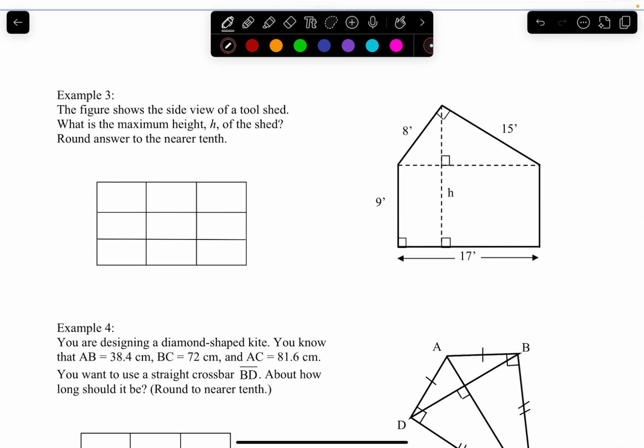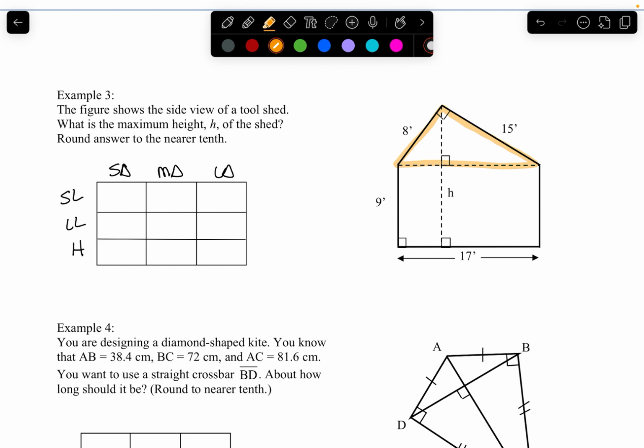Example 3. Short triangle, medium triangle, long triangle. I always say these wrong. It's supposed to be small, medium, large triangles. This is short leg, long leg, hypotenuse. Okay? Now, what we are focusing on here is the roof of this shed. It says the figure shows the side view of a tool shed. What is the max height h of the shed? Round answers to the nearest tenth.